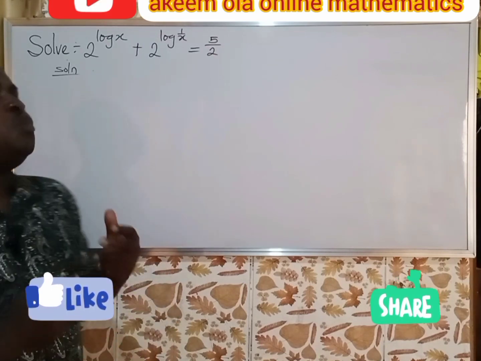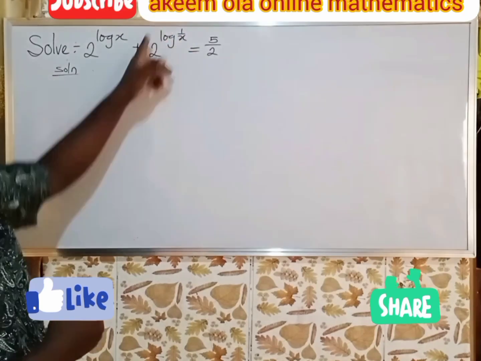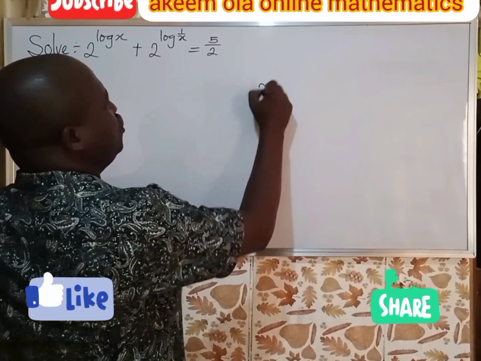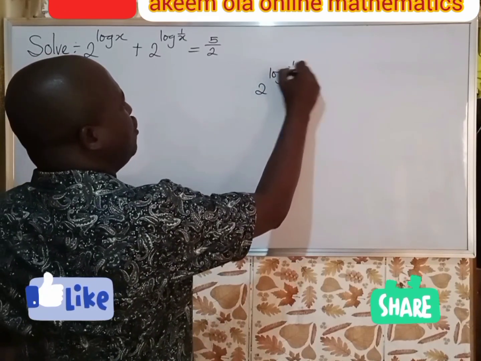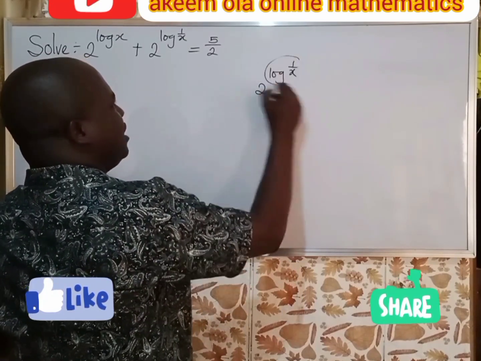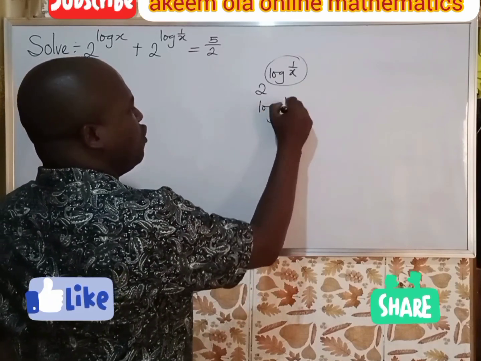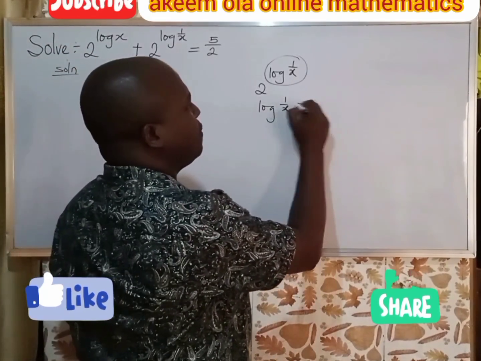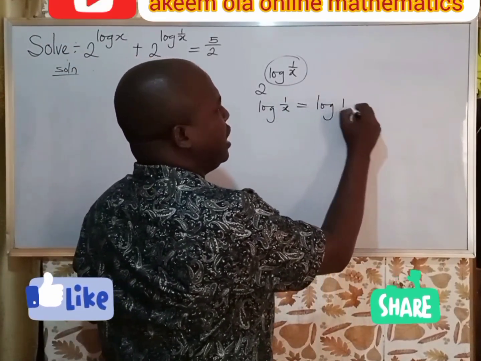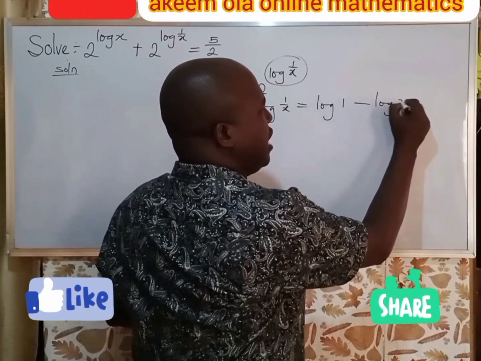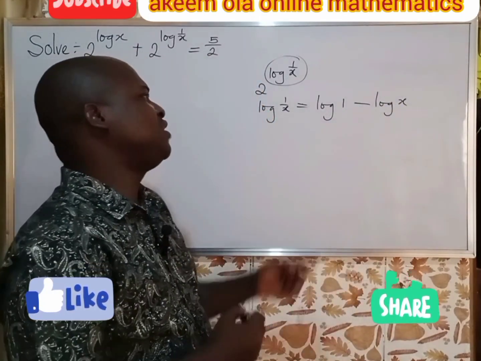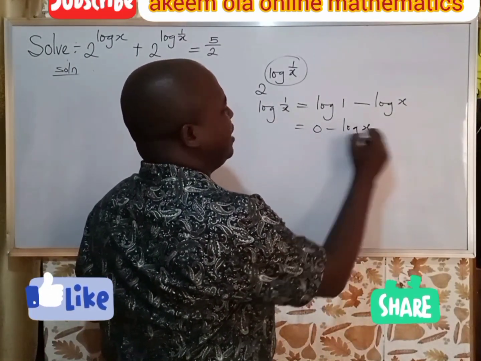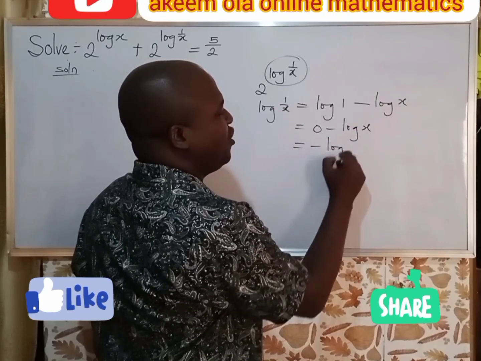Looking at this question, we observe that we can simplify this further. If I simplify it further, I have 2 log x, and if I extract this from there, I will have log 1 all over x. Log 1 over x can be divided into 2. I can have log 1 minus log x. Log 1 will surely give us 0, minus log x. That means you're going to have minus log x.